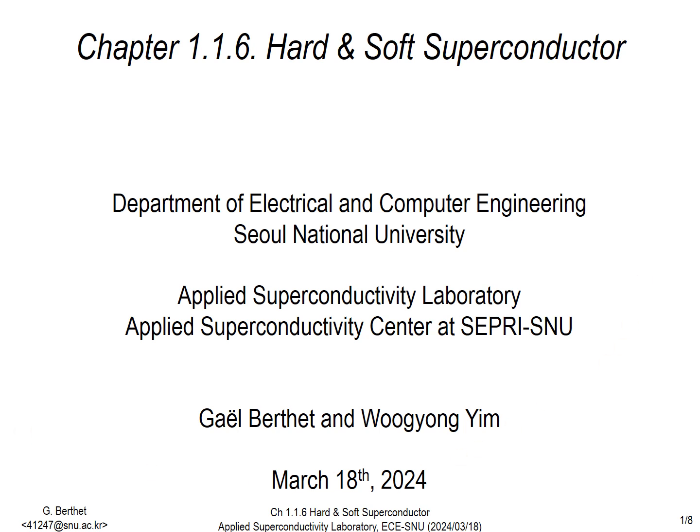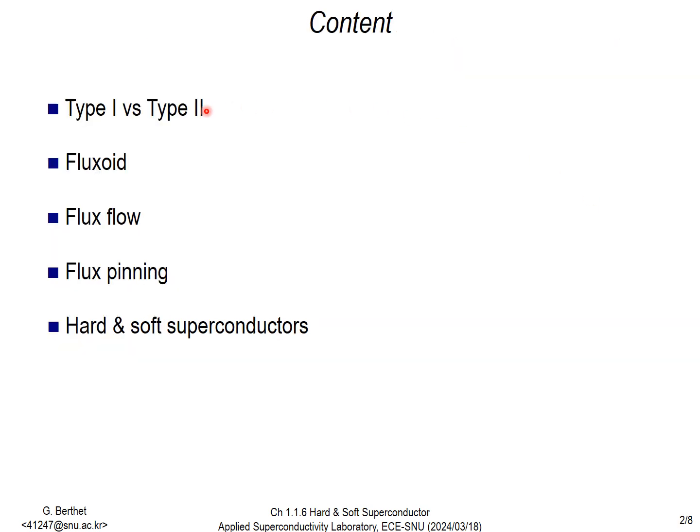Today we're going to talk about hard and soft superconductors. We'll first do a small recap about Type 1 and Type 2 superconductors, then go over the fluxoid definition, see what flux flow is, and then learn about flux pinning. After all these definitions, we'll see the difference between hard and soft superconductors.